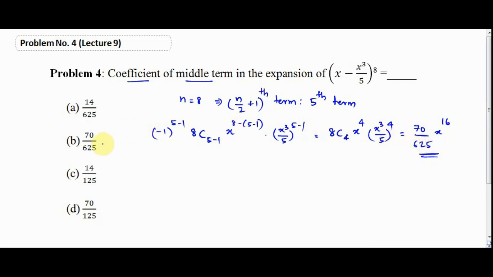That is given by option B, and this ratio is also equal to 14 by 125. So option C can also be a possible answer. But the direct value we get is 70 by 625, and that is given by option B. So the most appropriate answer is option B, 70 by 625, but that is also equal to 14 by 125, so option C also gives the right answer.